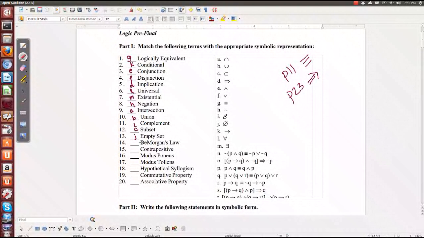But we also had several logically equivalent statements and implications that we've had to memorize. One of them is De Morgan's law, which says that the negation of a conjunction is a disjunction, and that's choice N. We also had the contrapositive, which takes a conditional and rewrites it by exchanging and negating the antecedent and consequent, and that's choice R.